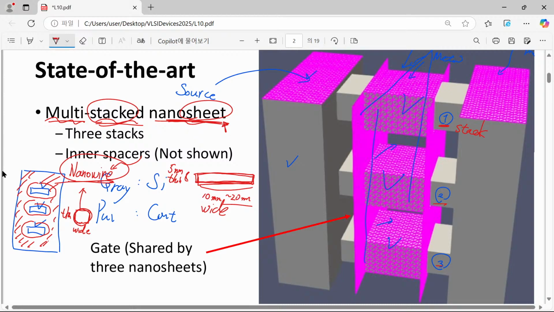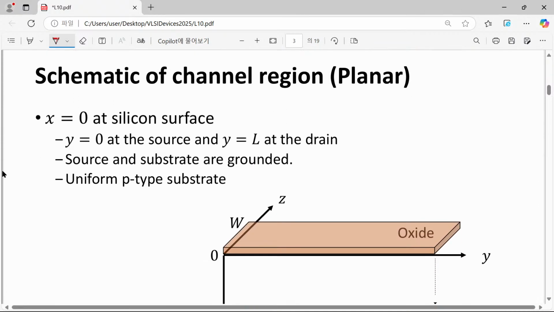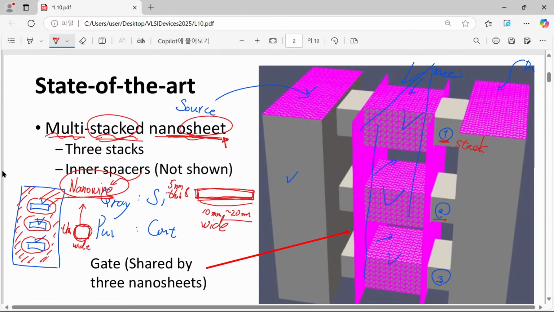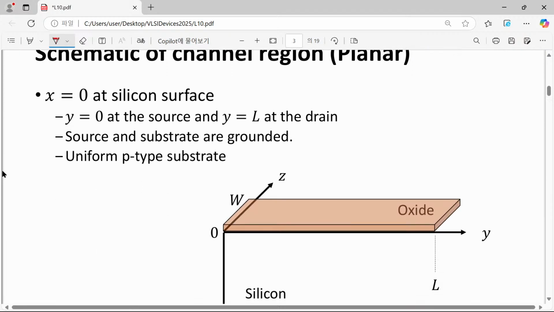It is not that certain. So this is the state of the art. So let's go to today's lecture contents. Although we are working or living in the era of this multi-stacked nanosheet field effect transistor, today's lecture starts from this planar MOSFET.